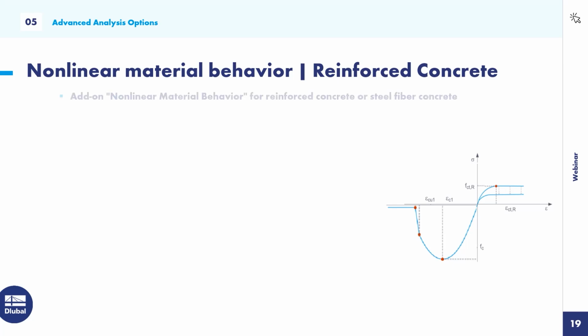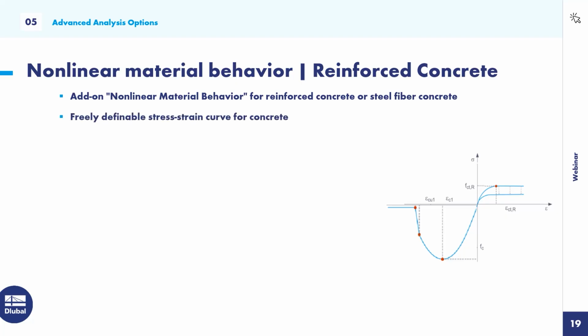So how is it now in RFEM 6? In RFEM 6, we have this nonlinear material behavior in the add-on Nonlinear Material Behavior. And this means it's included. This add-on includes also other material models for steel, for timber, and so on, or masonry. So we have here a full package which you can use. And also the nonlinear material behavior for reinforced concrete or steel fiber concrete is included there.